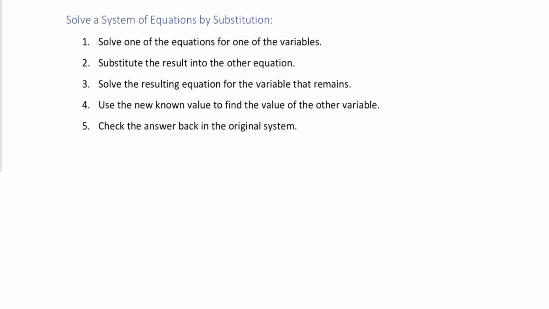To solve a system of equations using substitution, we first solve one of the equations for one of the variables. 2. Substitute the result into the other equation. 3. Solve the resulting equation for the variable that remains. 4. Use the new known value to find the value of the other variable. And 5. Check the answer back in the original system.